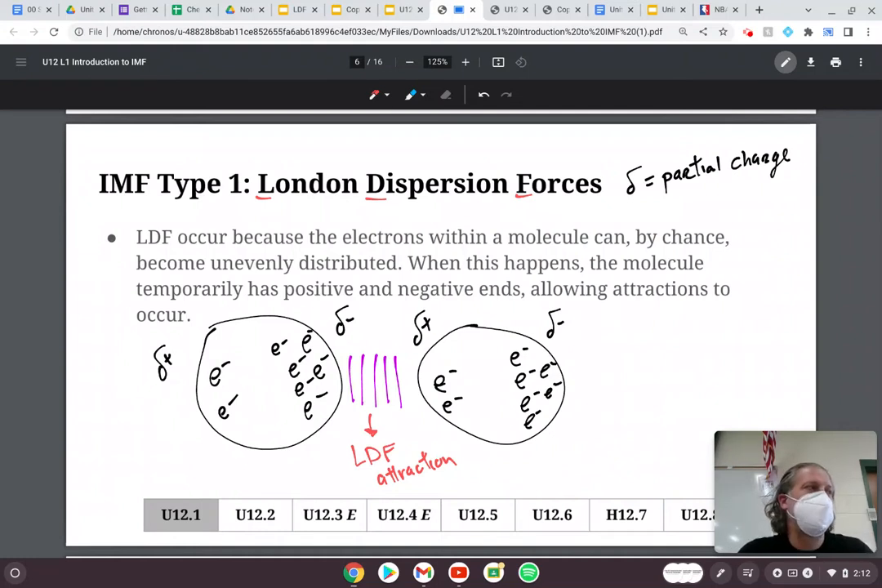So now, that's essentially what London dispersion forces are. And now we're going to move into an example of how to draw and or deal with them. So, I'll give you all a second to catch up.